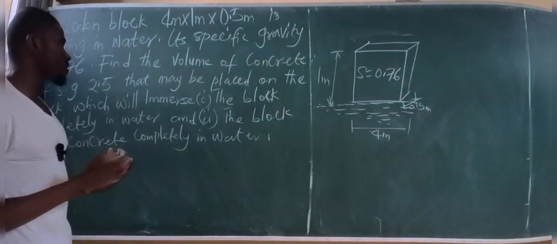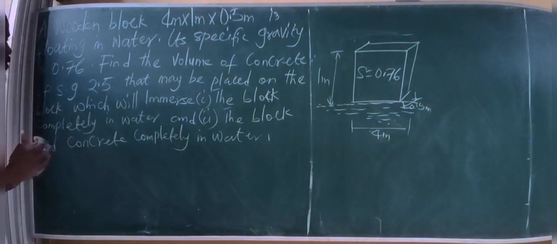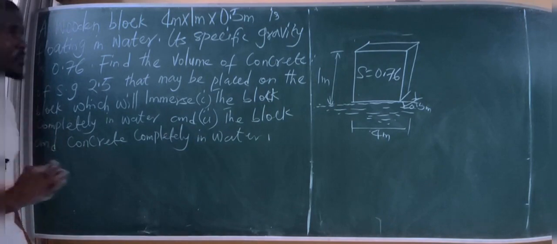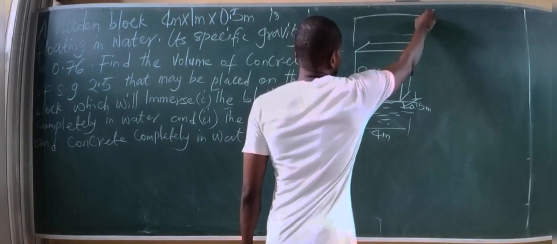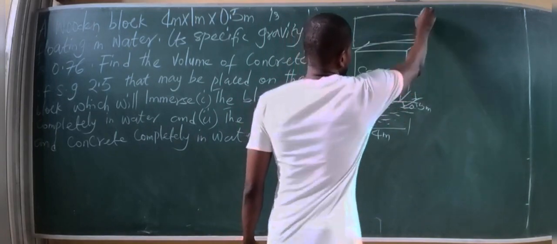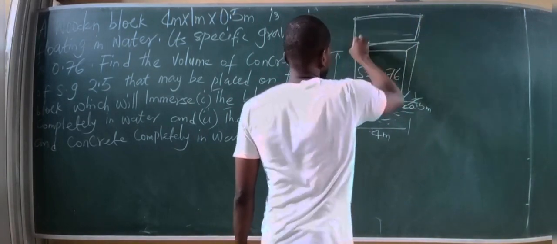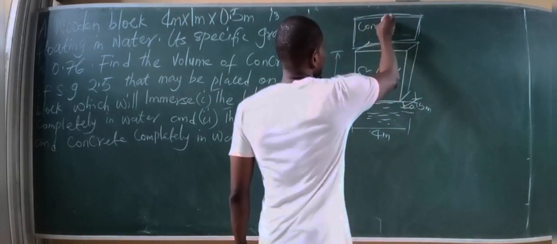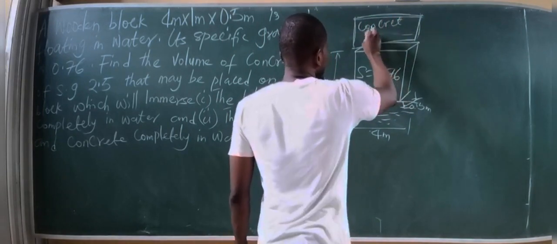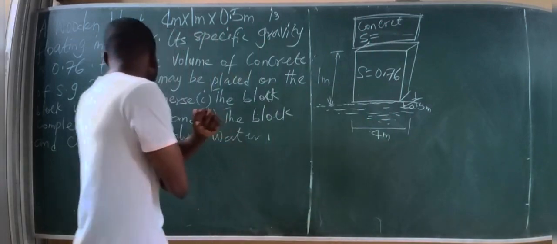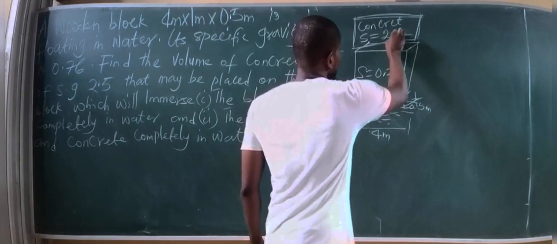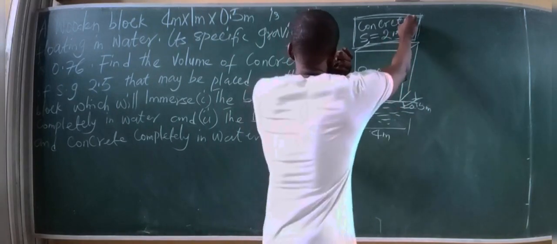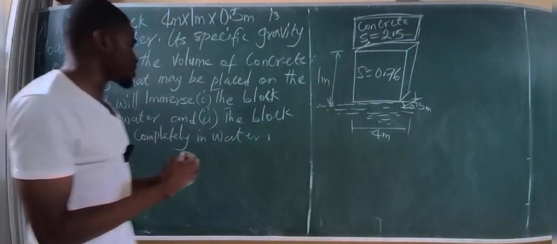Now, this is a condition. They said find the volume of a concrete that may be placed on the block. So we now place a concrete on this block. This is a concrete. The specific gravity of the concrete was also given as 2.5. So we place a concrete on top of this block.